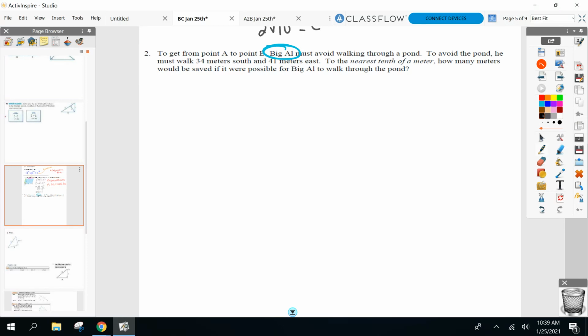All right. So he's got to avoid walking through a pond. Even though he is that legendary, he can't walk on water. So to avoid going through the pond, he walked south and east. Do we need to get out the old compass here and remember what is what?